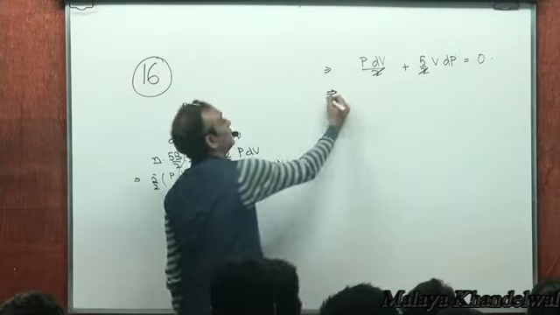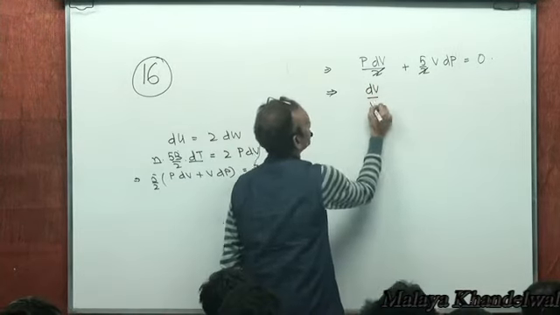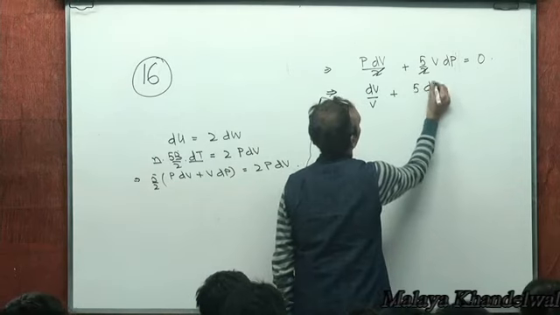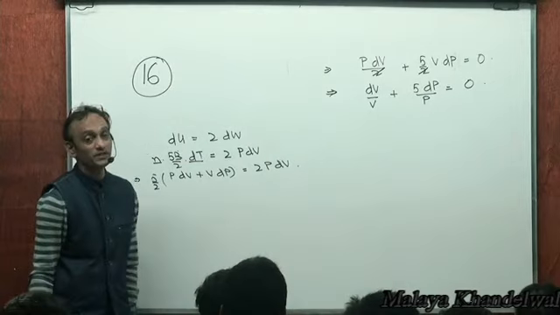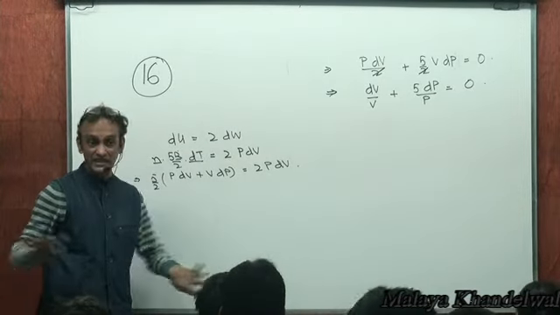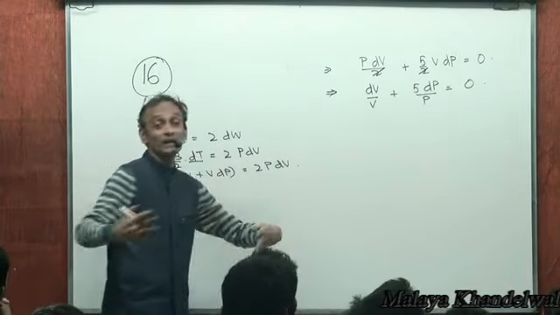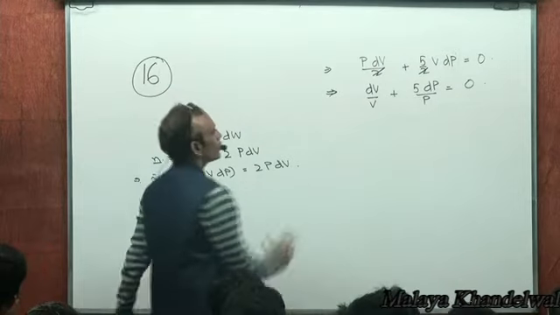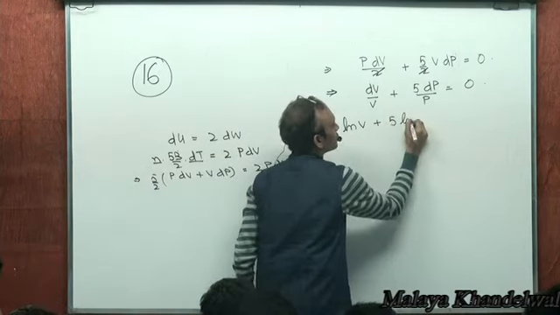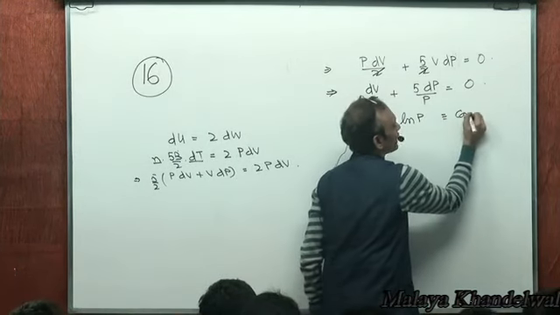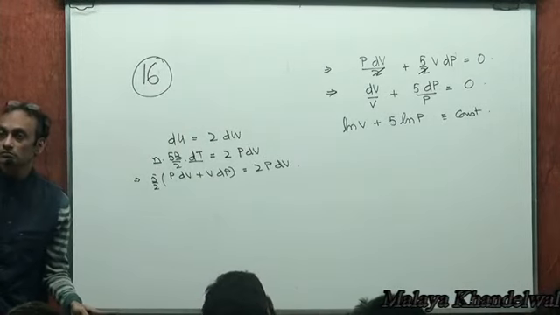Divide by PV. So when I divide by PV, I get dV by V plus 5 dP by P equal to 0, so that the variables get separated, volume with volume, pressure with pressure, right? So that I can integrate. Now I integrate. When I integrate dV by V, I get log V. This gives me log P. And then there is a constant of integration, which I transpose to the right hand side, right?